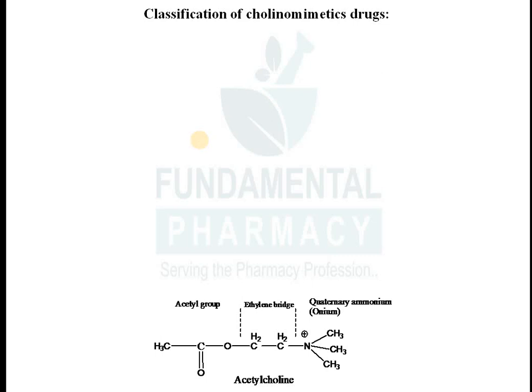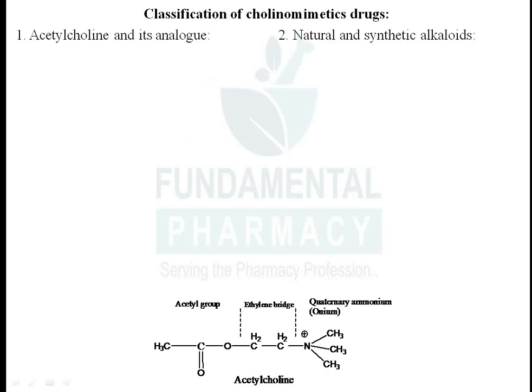Now, classification of cholinomimetic drugs. So we have seen acetylcholine and its analogs like beta-methylcholine, then carbachol. We have seen the structures. Then natural and synthetic alkaloids. Natural alkaloids like pilocarpine, muscarine, and nicotine. We have seen the structures of those alkaloids. Now again, cholinesterase inhibitors.